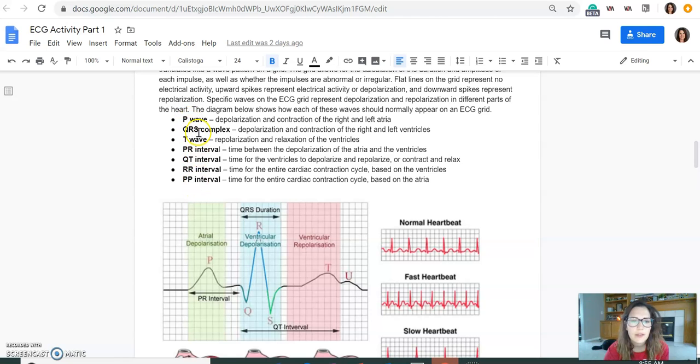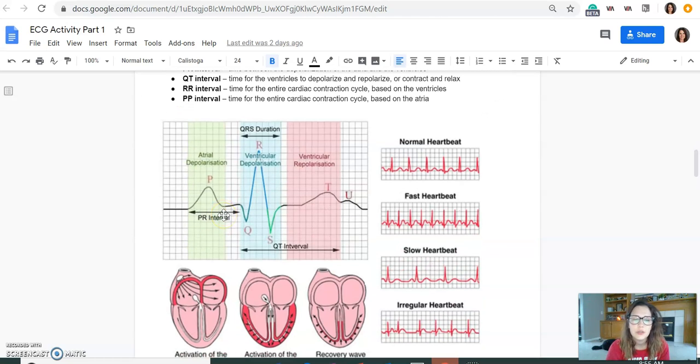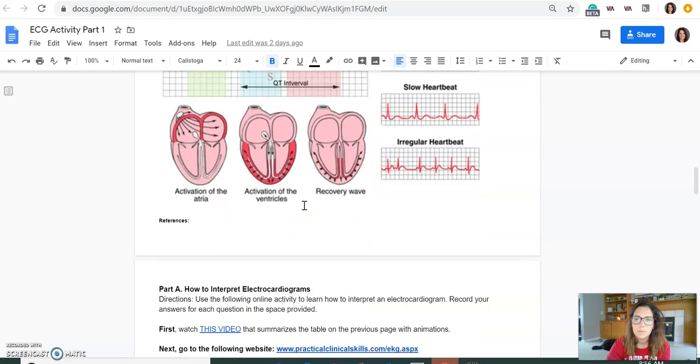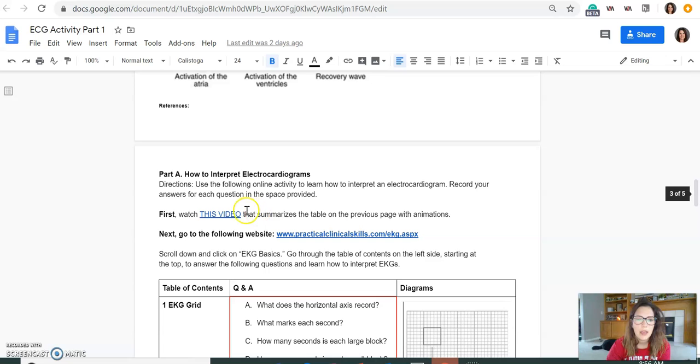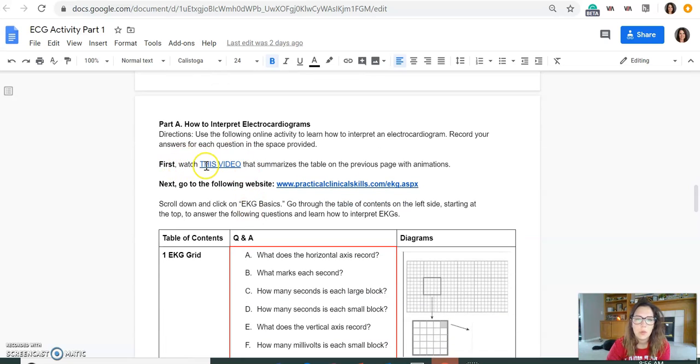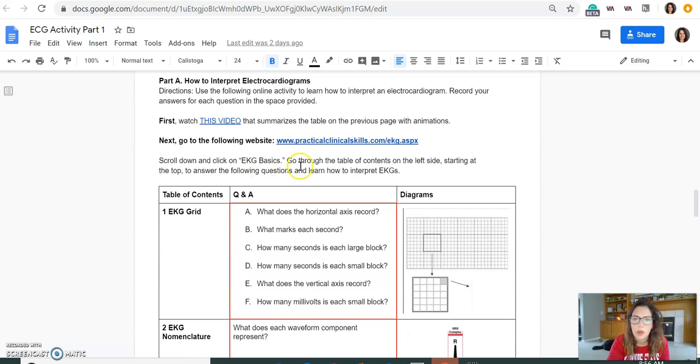So these different waves and the different intervals correlate to a different part of the heart beating. Obviously, the higher the peak, the more electricity, so we can infer that the higher peaks relate to the ventricles, the lower peaks relate to the atria because they are smaller. And then this is optional if you want to watch this video. It just kind of shows you a human heart and what the different peaks and valleys relate to. I think it will help you.